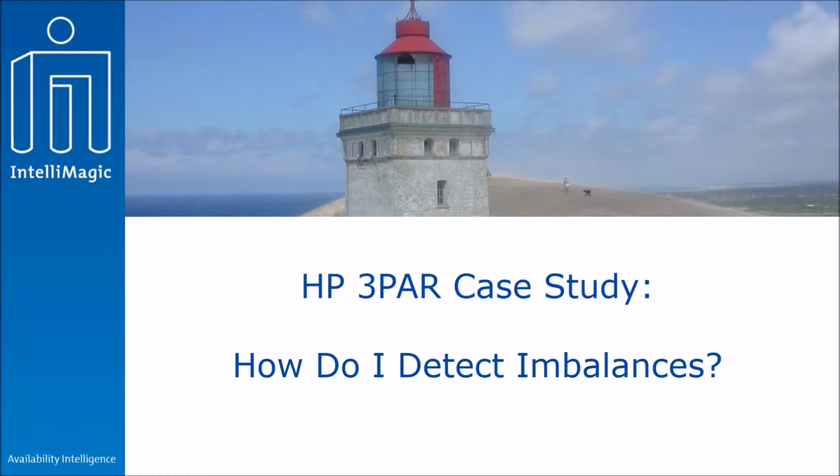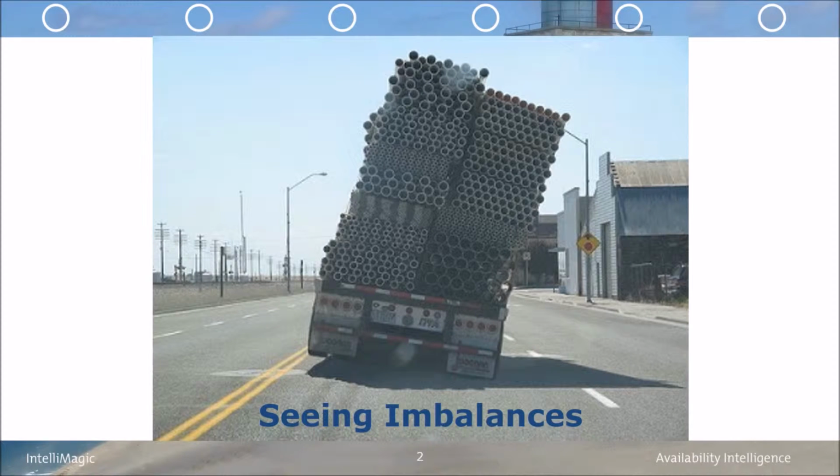Hi there. Today I'm going to demonstrate how you can leverage IntelliMagic Vision to identify imbalances in your HPE 3PAR environment. In this case, we will look at how the workload is distributed across the front-end resources. Not all imbalances are bad, but obviously there are some that are potentially disastrous. If this truck in the picture keeps moving forward without a serious correction, the truck will tip over.